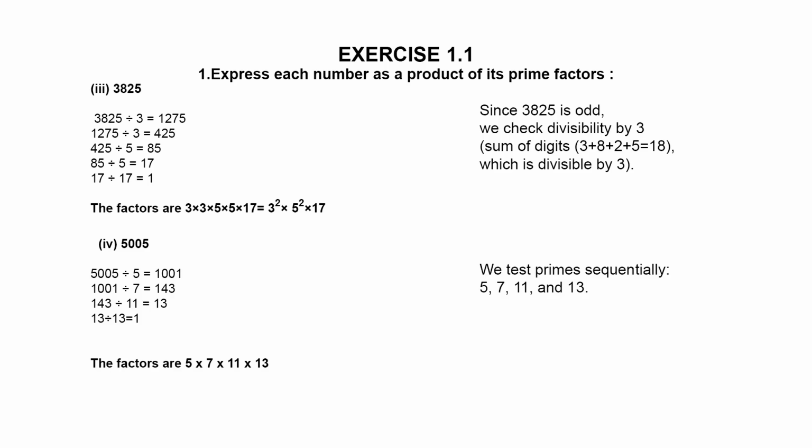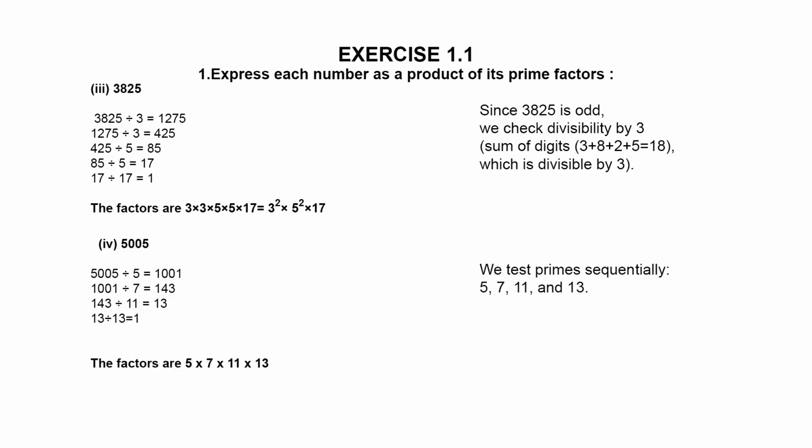425 divided by 5 equals 85. 85 divided by 5 equals 17. 17 divided by 17 equals 1. The factors are 3 into 3 into 5 into 5 into 17, which is equal to 3 square into 5 square into 17.